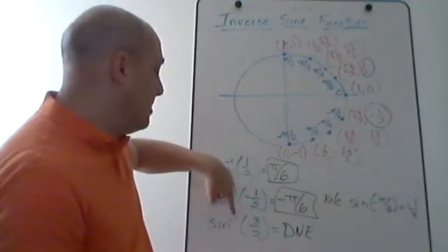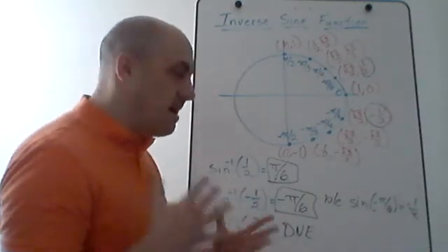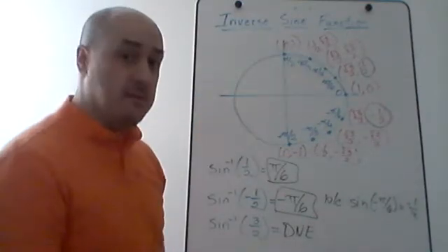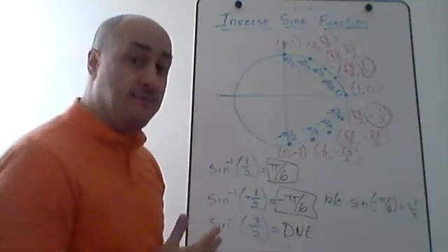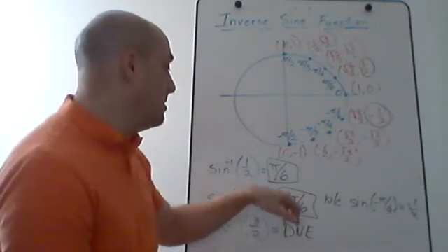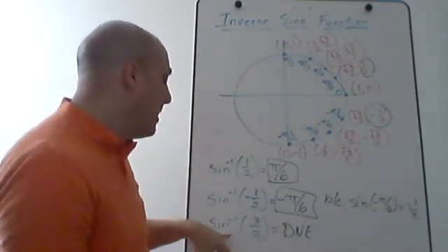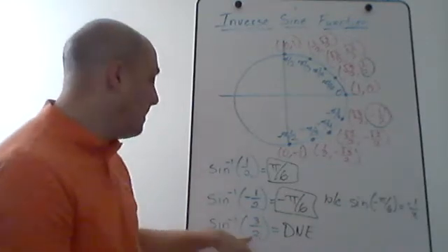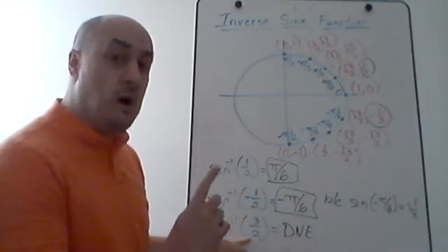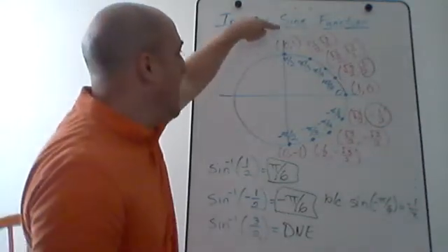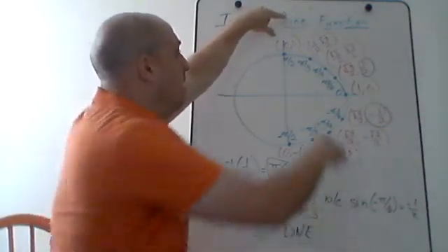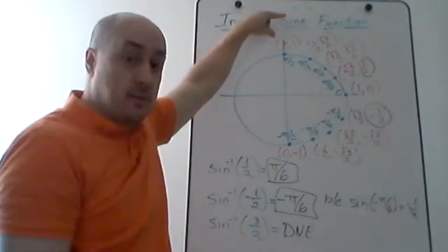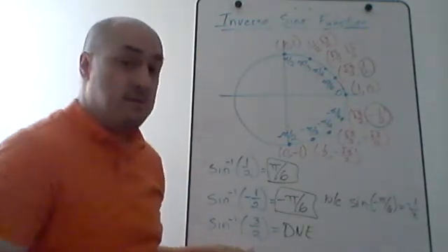Remember, the range of the sine function goes between -1 and +1. For the inverse sine function, the domain is -1 to +1. So I can only do the inverse sine of numbers in between -1 and +1. 3/2 is bigger than 1. It's 1.5, like a y coordinate up here. Nowhere on the unit circle has a y coordinate of 1.5. So the sine inverse of 3/2 does not exist.